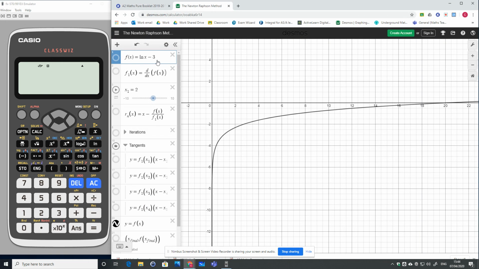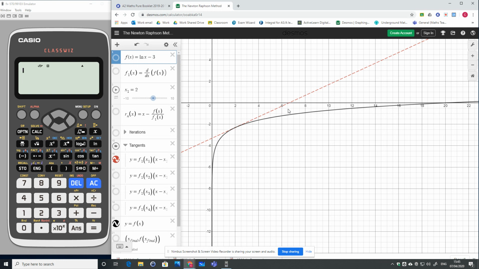So just have a look at this example, which is not in the notes, but it's just for you to focus on and try and get your head around what's happening. This is the graph of f of x equals ln x minus 3. So my root is over here. And I am going to start with x1 equals 2, just because it gives us a little bit of something to look at. So there's your tangent at x equals 2. You have a tangent, and it's cutting the axis here.